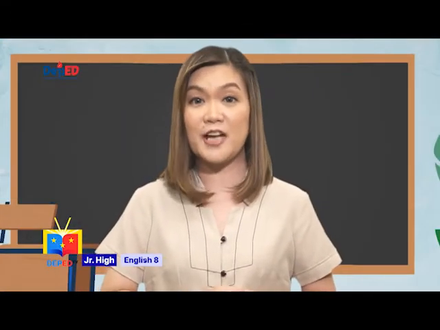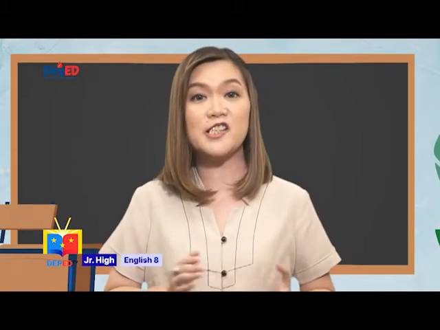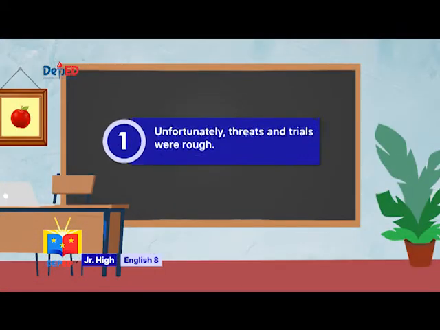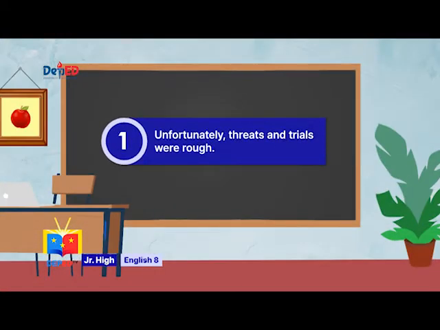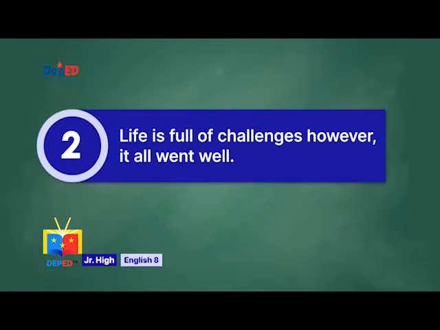To help you better understand transition signals or transitional words and deepen your knowledge and understanding of this concept, let us discuss this topic in greater detail. Let's begin by studying the following sentences. Number one, unfortunately, threats and trials were rough. Number two, life is full of challenges, however, it all went well. In sentence number one, the transition signals unfortunately and end are used to connect two incidents equally. While in sentence number two, the transition signal, however, introduces the opposite ideas.